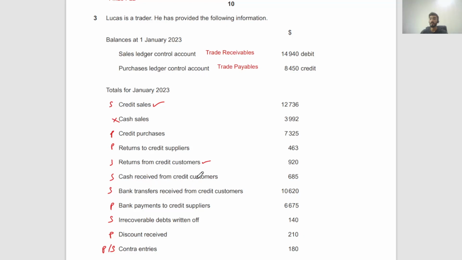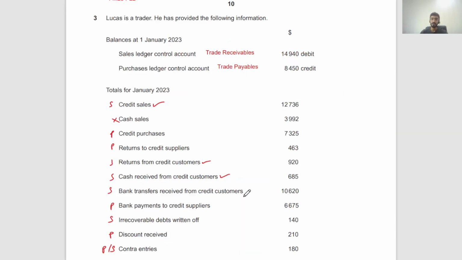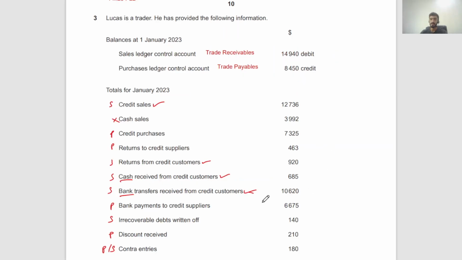Cash received from credit customers will also reduce your receivables. One way to think of this is cash will be debited and credit customers' accounts will be credited. So cash debited, credit customers credited. It reduces your receivables. 685 cash. All right. Let's move on. Bank transfers from credit customers. Some of the credit customers paid by cash, some paid by bank. 10,620. Again, your receivables will go down. We put bank over there.